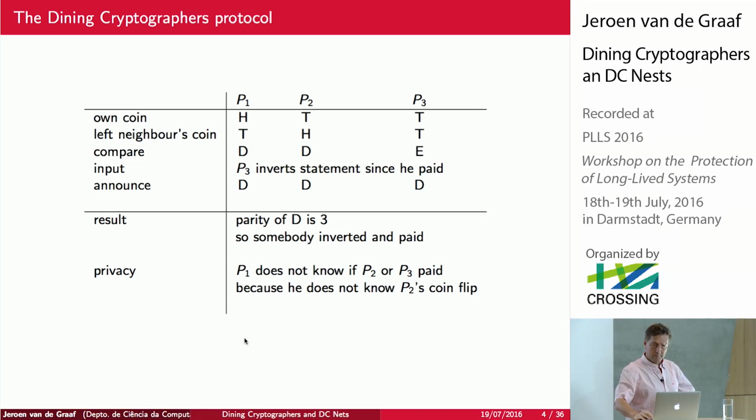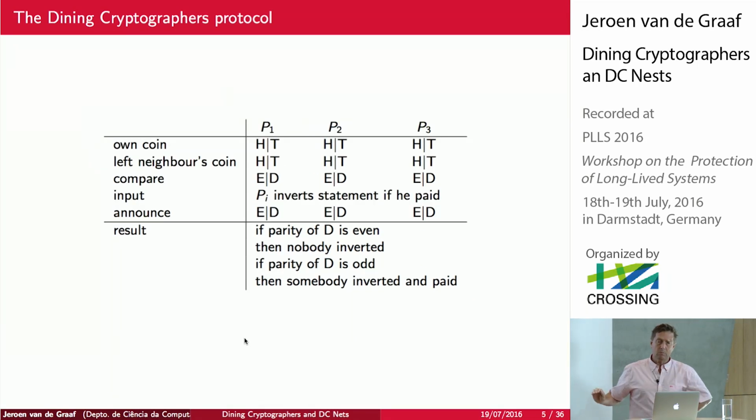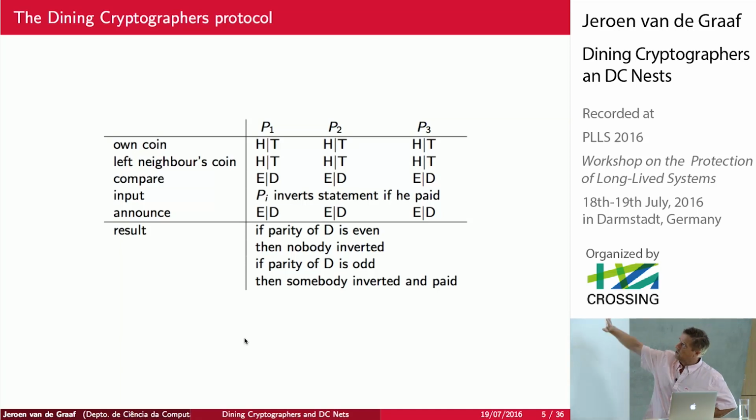Here I'm repeating the protocol. Maybe the most important part is that I generalize the protocol. So what is the rule of the decision? Well, if the parity of difference is even, then nobody inverted, and if the parity of D is odd, then one of them inverted and paid. So this is the fundamental, basic dining cryptographers protocol.